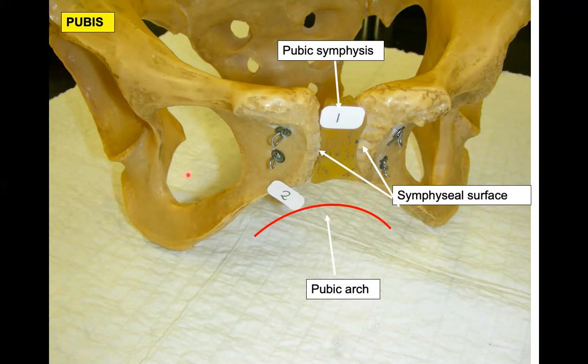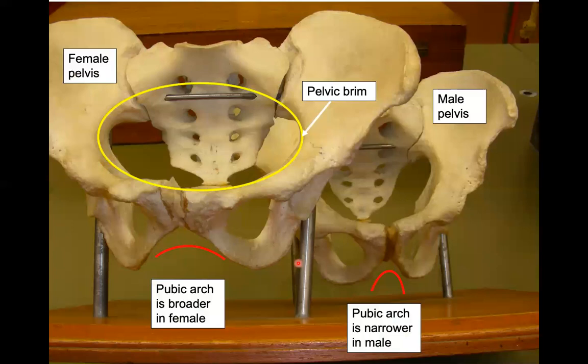And as a result of bringing these two pubic bones together, you create a very pronounced arch underneath it called the pubic arch. The reason we're concerned about the pubic arch is because it is one of the easy ways to distinguish a male versus a female pelvis. In a female pelvis, the arch is much wider or broader, and in a male, it's narrower.